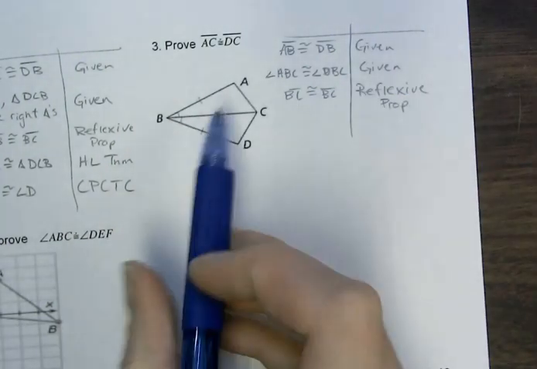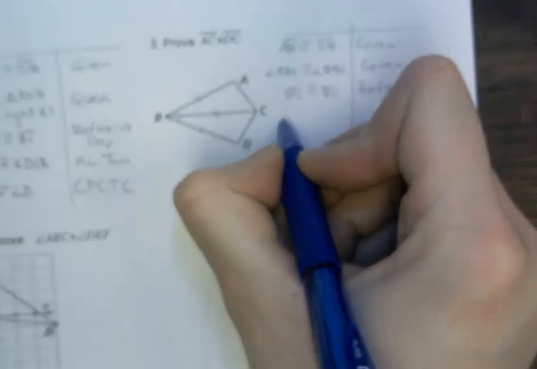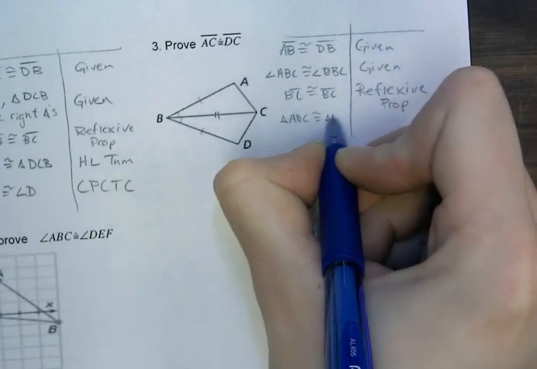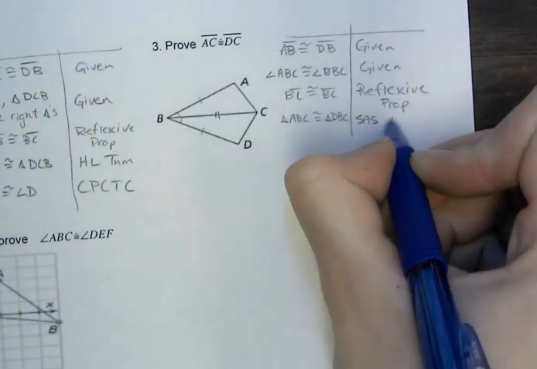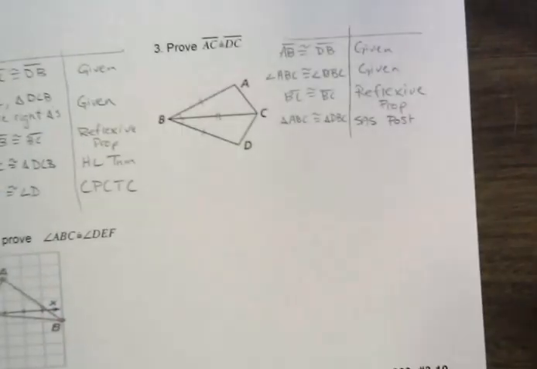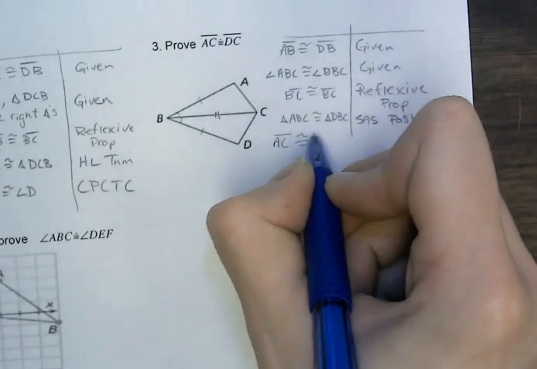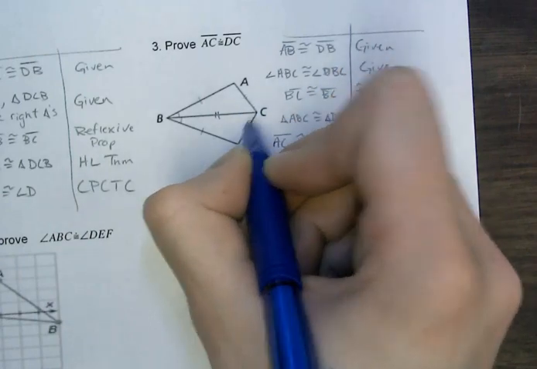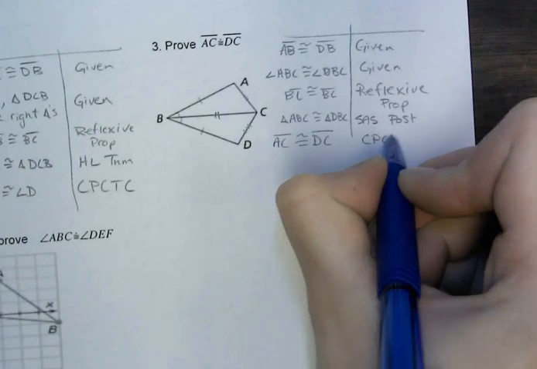So what do I have? Side, angle, side, side, angle, side. That's enough to show those triangles are congruent. So triangle ABC is congruent to triangle DBC by the side-angle-side postulate. And if those triangles are congruent, then their corresponding parts, AC is congruent to DC, by CPCTC.